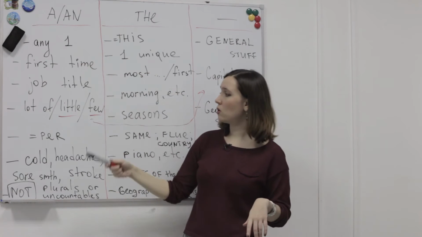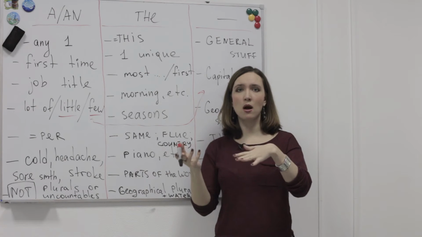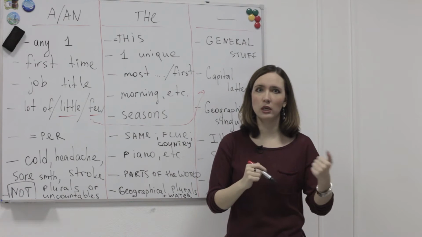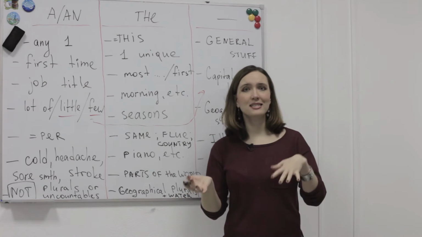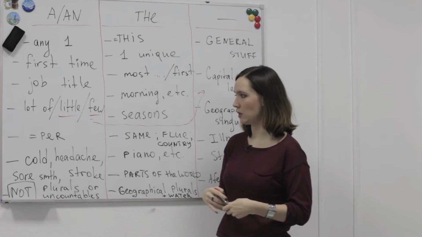Also, a or an means per. Yeah, so for example, 20 miles an hour. Yeah. Or once a week. So how many per something.